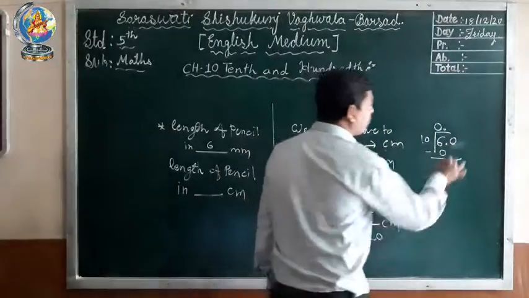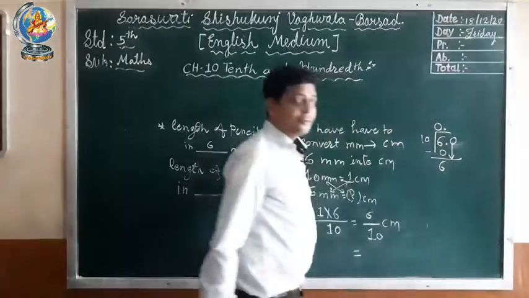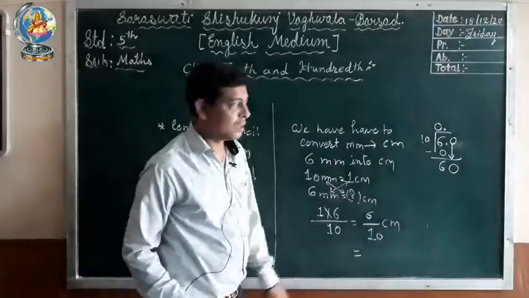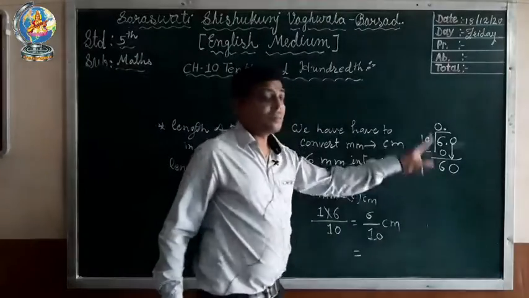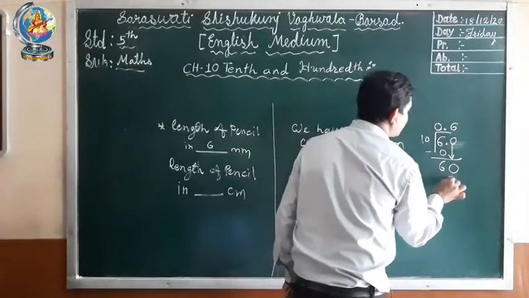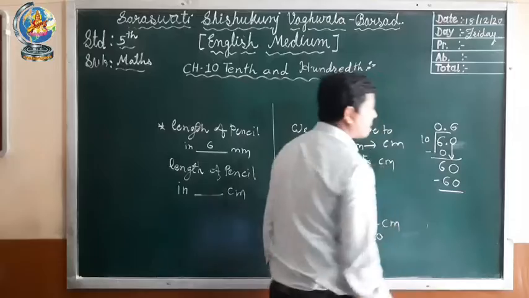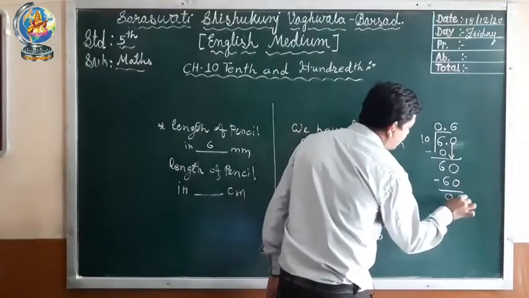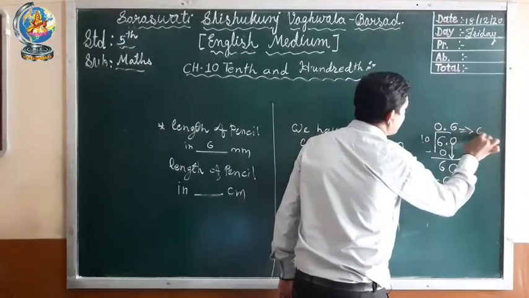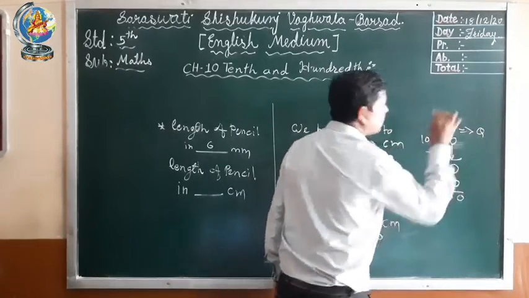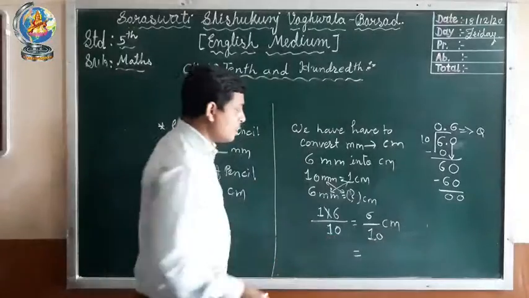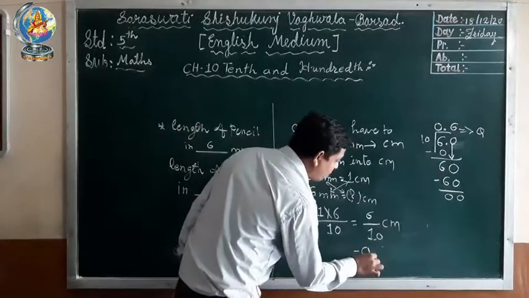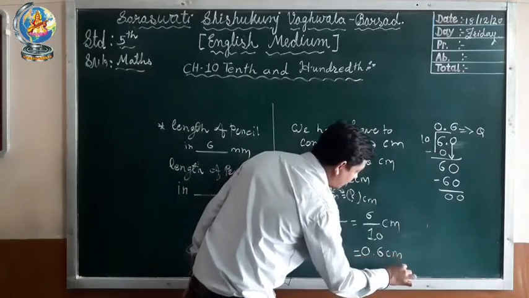Now bring this 0 down. If you bring this 0 down, then the total will be 60. Now in the 10 table, when 60 comes, 6 tens are 60. So here we get remainder 0, and our answer is 6. Whatever we get in the quotient, that is our answer. So if you want to write the answer in decimal, then you can write 0.6 centimeter.